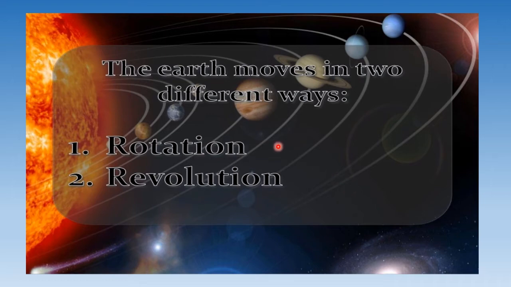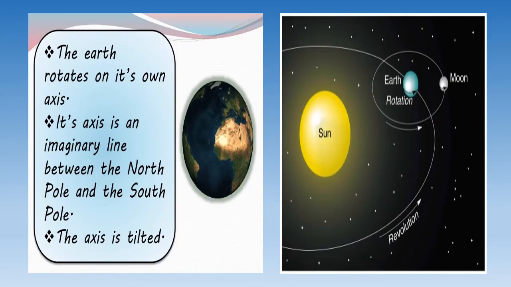Now coming to the rotation, the earth moves in two different ways: one is rotation, which is on its axis, and the other is revolution, which is around the sun. Rotation is the earth's own movement on its own axis. This axis is the imaginary line that joins the North Pole with the South Pole, and the axis is tilted.